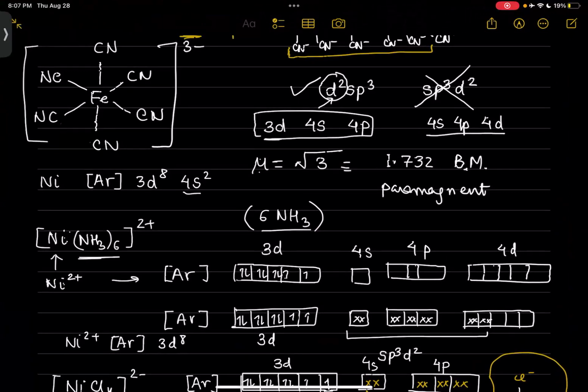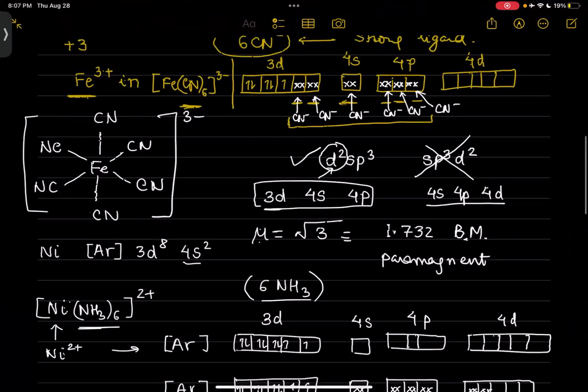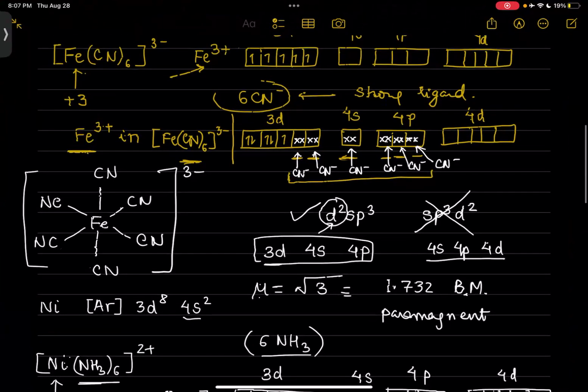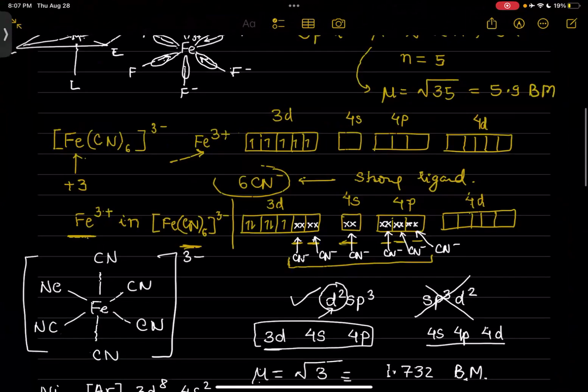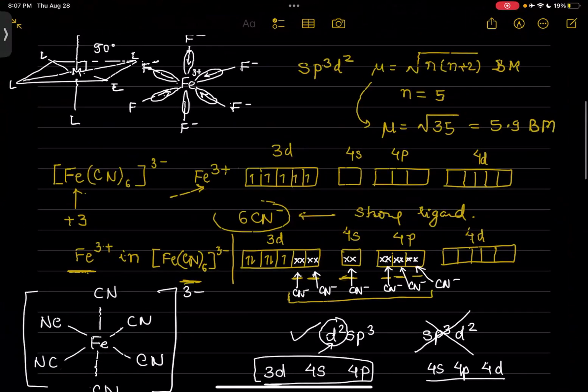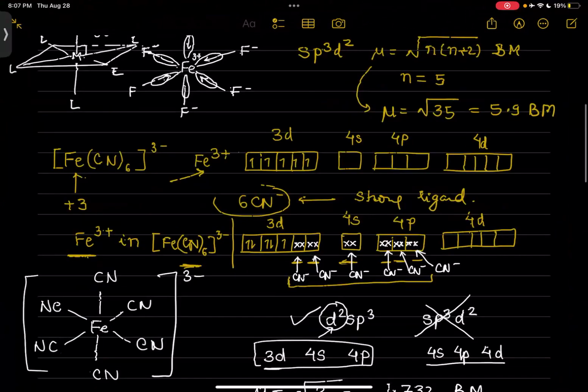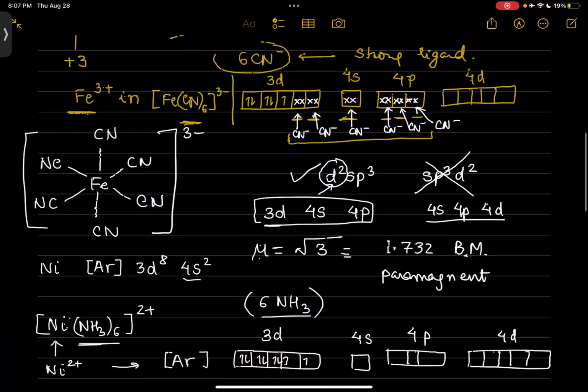So in the previous class, we were discussing the spectrochemical series, and we have also seen how to apply that spectrochemical series.